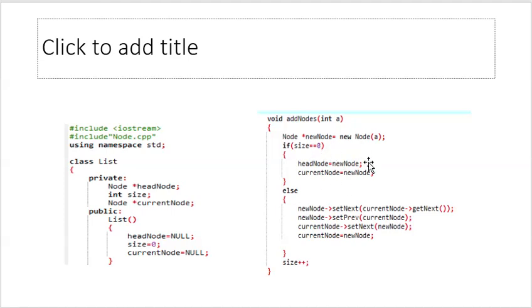If the linked list is empty, it will just create a new node. But if the linked list is not empty, the next node will be assigned. We will create two pointers, next and previous, because if we are creating a node, it must have a next pointer and a previous pointer. So the current node's next is set to the new node, and the current node is equal to the new node, and like this the size will be increasing.